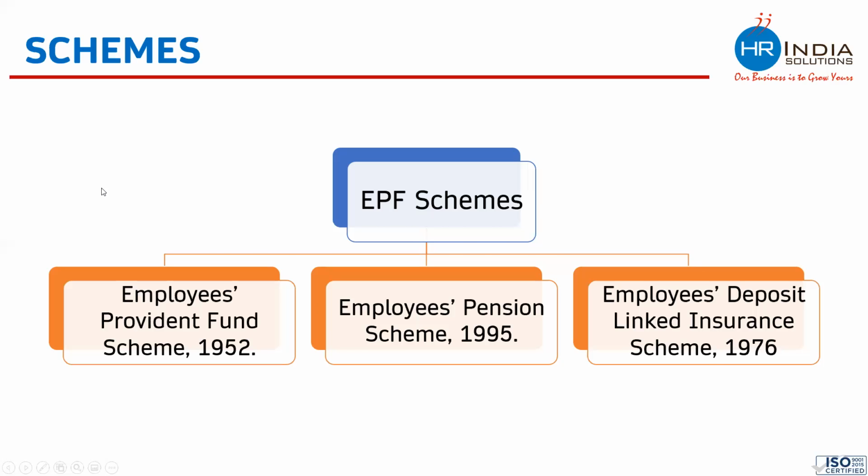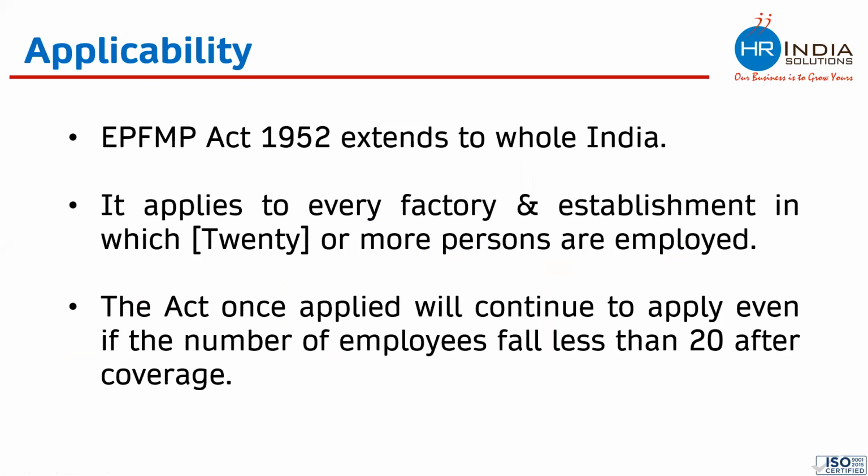All right, so we were here on this slide. We were discussing the applicability of the Employees Provident Fund Act 1952 in India. It extends to the whole of India and applies to every factory or establishment in which 20 or more persons were employed on any day of the preceding 12 months. Once on any day of the preceding 12 months the employee count reaches 20 or more, this act becomes applicable in that organization.